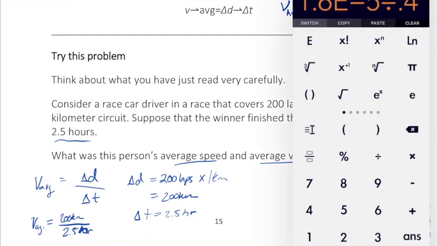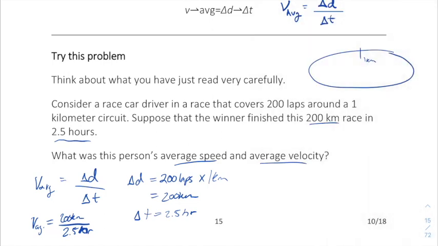Well, I got my calculator right here. Great. Okay, 200 divided by 2.5. I almost had it in my head. 80. Okay, so this gives us 80 kilometers per hour. All right, so that's a reasonable speed to do your race in.